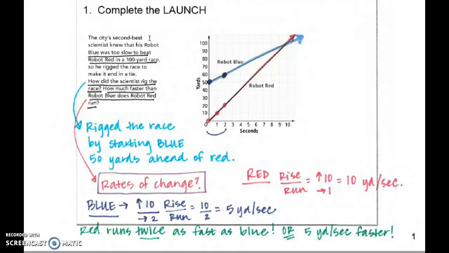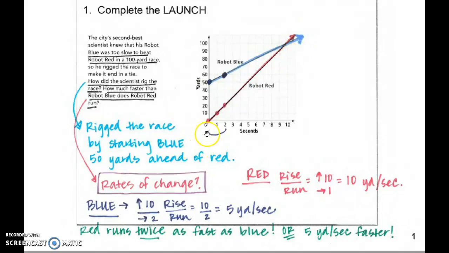The first one on the launch, we've got the city's second best scientist knew that his robot Blue was too slow to beat robot Red in a 100-yard race. So he rigged it to make it end in a tie. If you'll notice, robot Red starts down here at 0 and steadily increases, where robot Blue starts at 50 yards and increases a little bit slower.